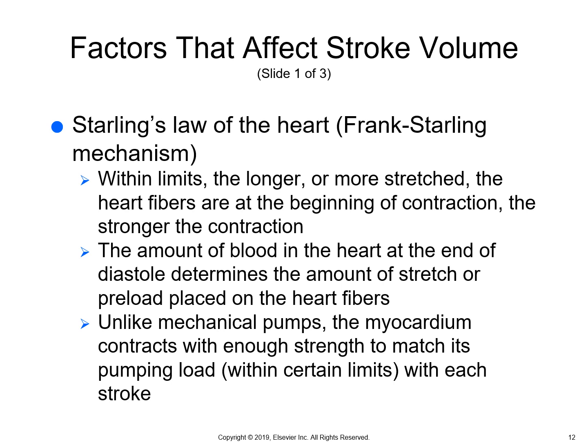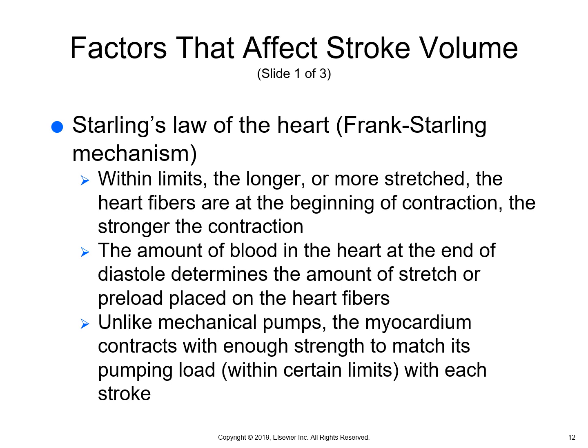So we're talking about the preload. It's similar to a rubber band. The more we stretch it before letting go, the stronger it's going to snap back. Preload is basically the amount of blood in the heart at the end of diastole, when the heart is relaxed and it fills with blood. If we have more blood filling the heart, that means we're going to have more stretch on the fibers, so we're going to have a stronger contraction.